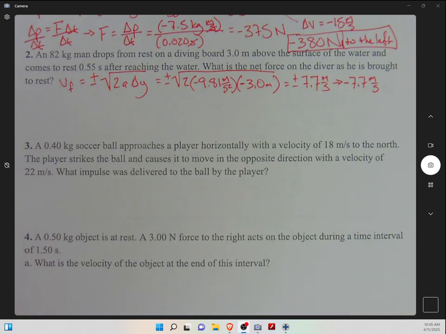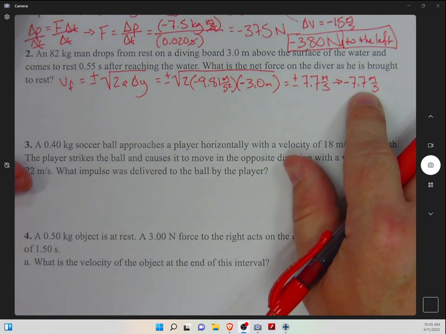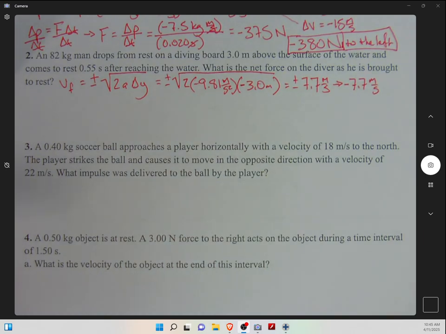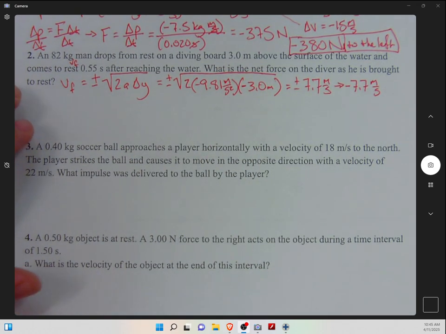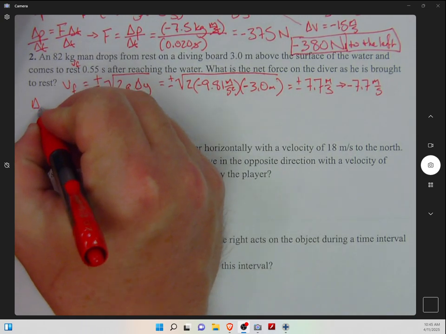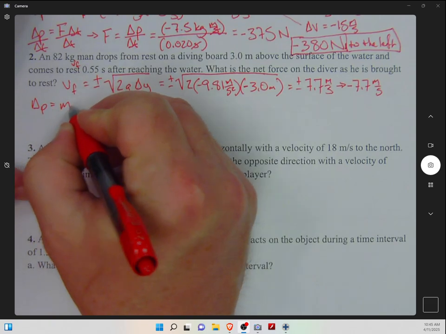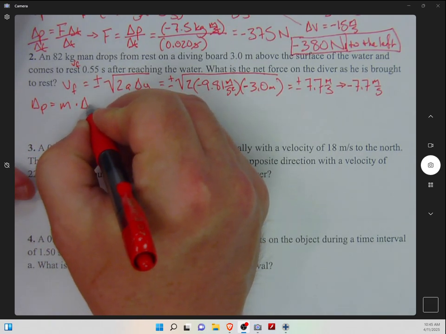Okay. Now that we have a velocity, we have an initial velocity, and then we know what the final velocity is. It's 0. So let's find the impulse that is needed to successfully stop him. Because remember, he's in free fall, right? He's diving off a diving board. He's falling. How much impulse do we need to apply to him, meaning the water? How much does the water have to apply to him to get him to actually stop? So delta p is equal to mass times delta v.